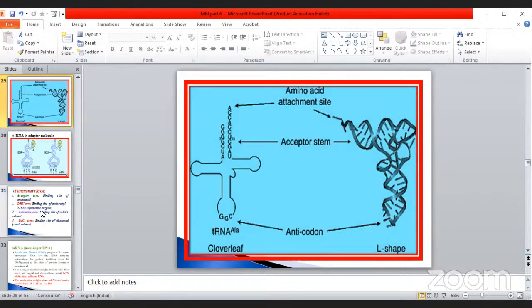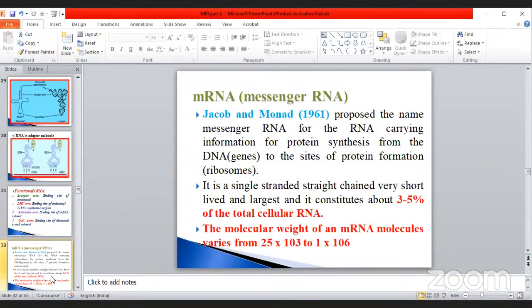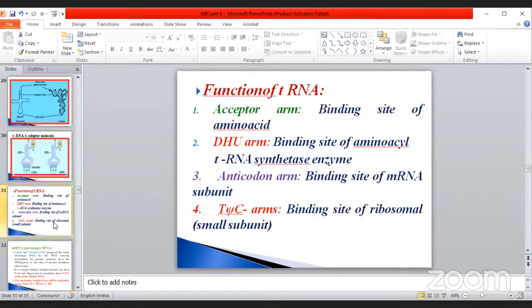I will tell you those things also, because we have not yet entered into the translation process. We are only studying the tRNA structure and the main functions of the arms.